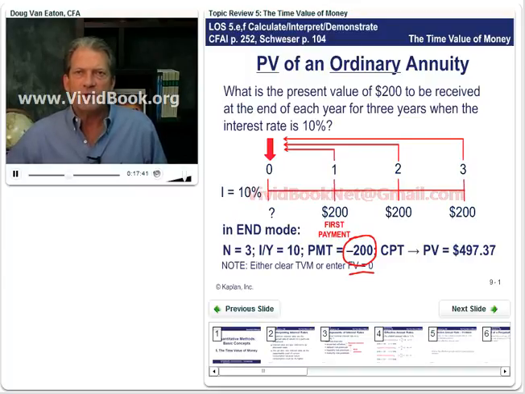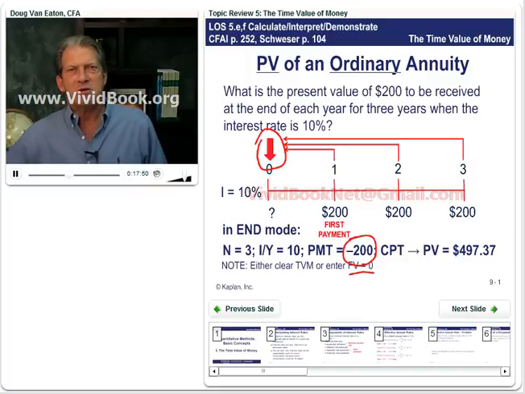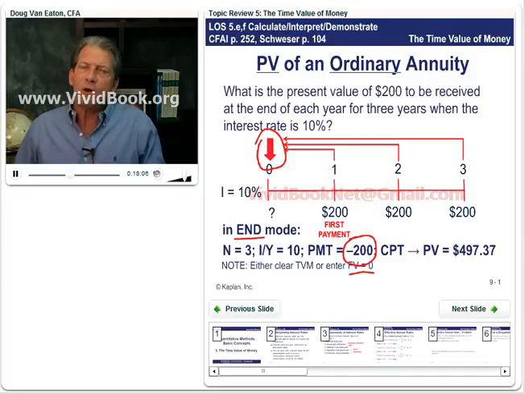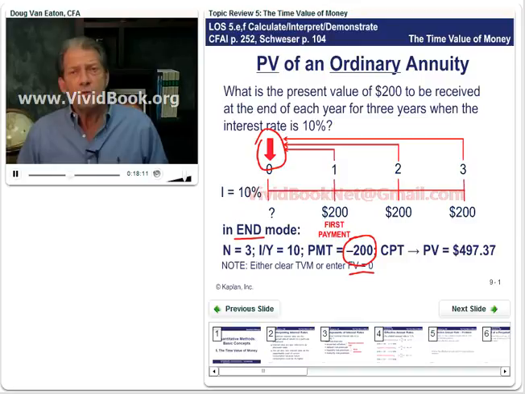We've got 3 payments. And notice I've got that big red arrow right here. That reminds you that when your calculator is in end mode and you do present value of an annuity, you are going to get the time 0 value. Or more generally, you're going to get the value 1 period before that first payment is made. We may see that later, or you may see it in some other problems.